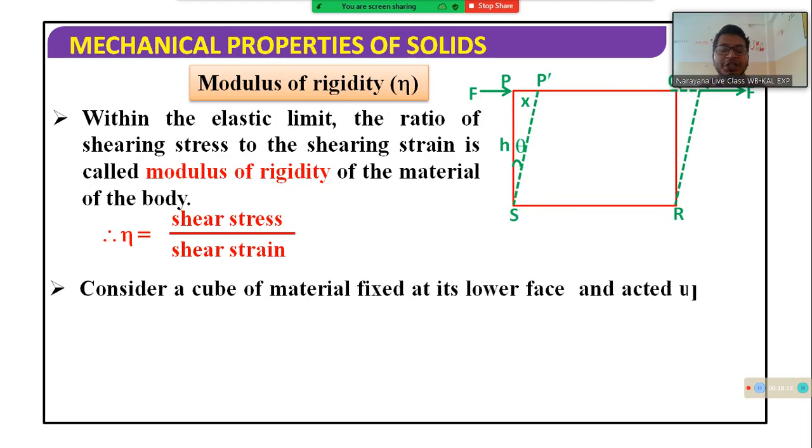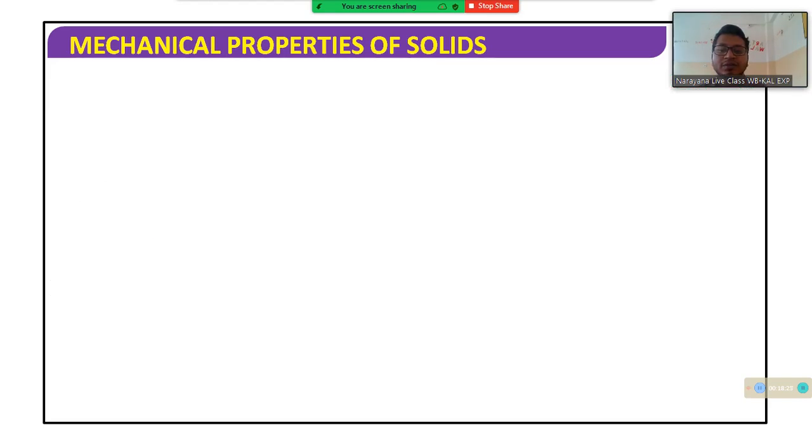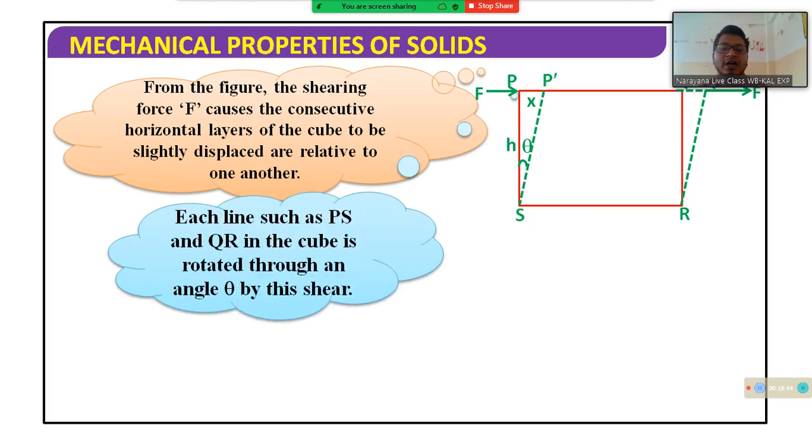Consider a cube of material fixed on a lower surface, with a tangential force F acting on the upper surface, which has area A, as shown in the figure. From the figure, the shearing force F causes consecutive tangential layers of the cube to slide and be displaced relative to one another. Each line, such as PS and QR in the cube, rotates through the angle theta of this shear.